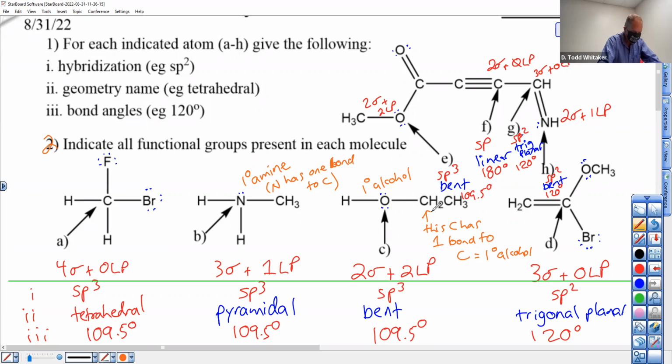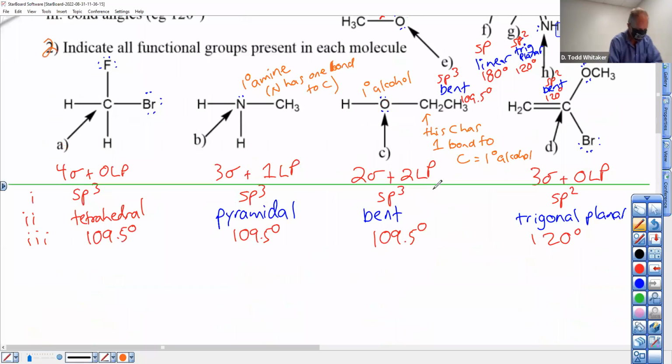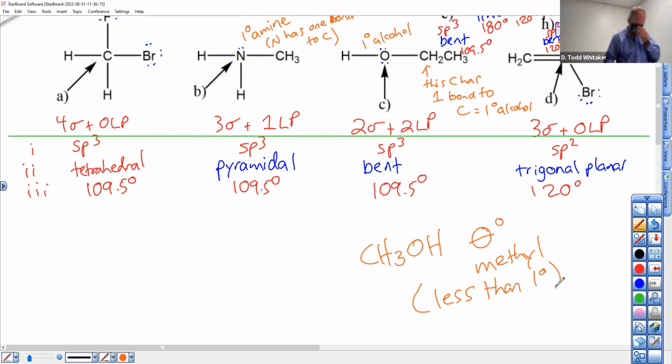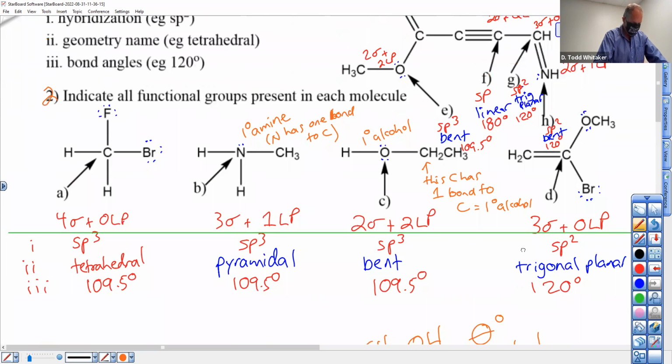So what is it, the CH3OH? 0 degree is called 0 degree, but nobody calls it that. Instead, they call it methyl. It's less than a primary. Less than primary. Very good question. The first one, what is that, methyl? No, that's looking way ahead. Don't confuse my students. It's okay.